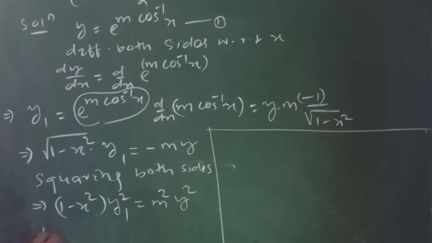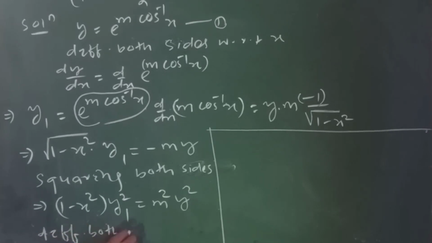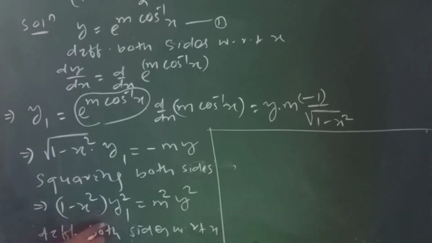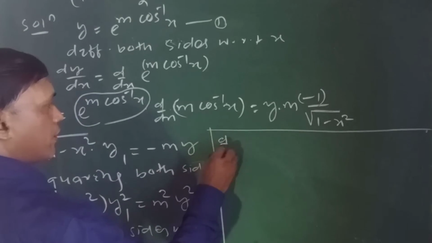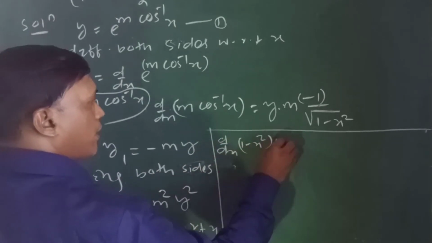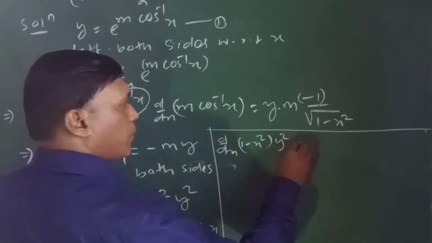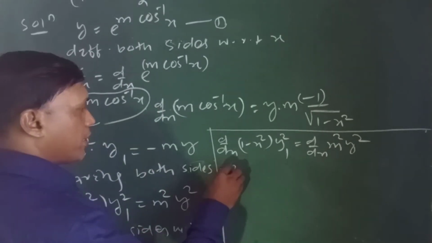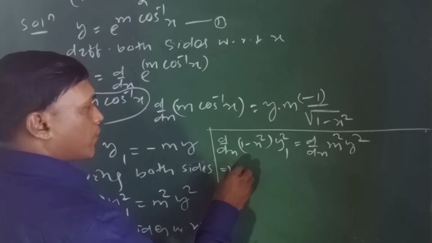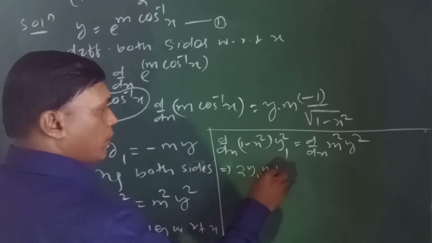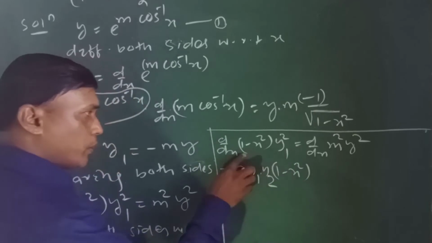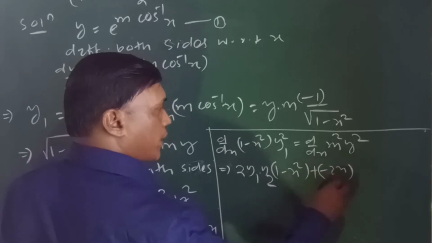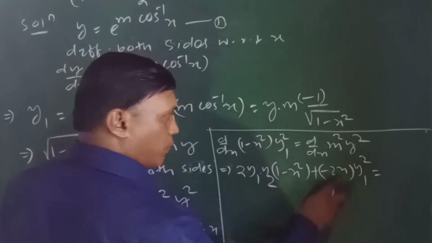Again differentiating both sides with respect to x, we find the derivative of this. So the derivative of (1 minus x square) into y1 square is equal to the derivative of m square y square, which implies the derivative of y1 square is 2y1 into y2, into (1 minus x square), plus the derivative of this, which is minus 2x, into y1 square, is equal to the derivative of m square y square.